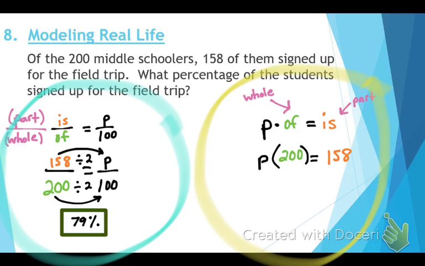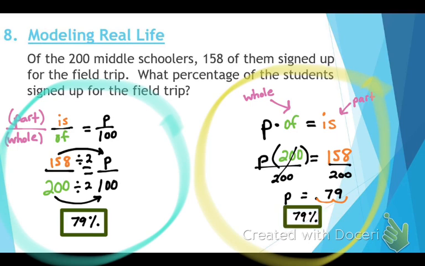Okay. Let's go on to the one on the right in the big yellow circle. What do I have to do to get that P by itself? Divide by 200 on both sides, and when I do that, this cancels out. What's 158 divided by 200? 0.79. Now change that to a percent, and what do you get? 79%. Notice both answers came out the same, so when you do your quiz or your test, I do not care which way you do it. Just show your work, and you should get the same answer either way.